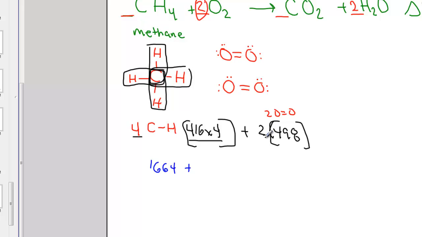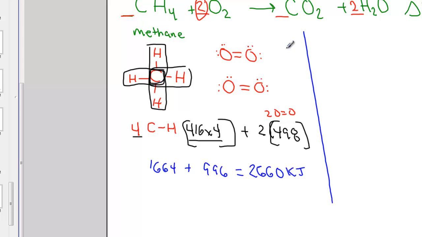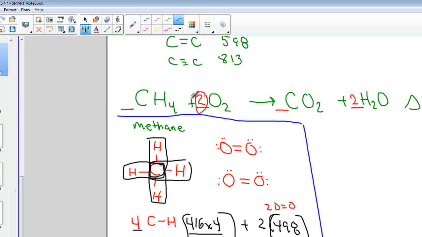I'm going to add, let's see, 2 times 498 is 996. So the energy contained in the reactants is the sum of 1664 plus 996. I'm adding together all of the bonds, 2660 kilojoules of heat. And what this is, just kind of drawing a line here, this is the reactant side of our equation. All of the energy being stored in the bonds over here.